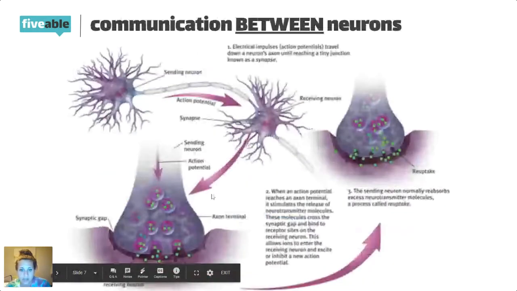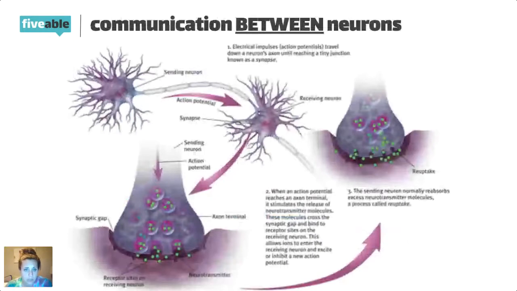So this is another diagram from the Myers book. But what we are seeing here is kind of a close-up of where the talking takes place between neurons.